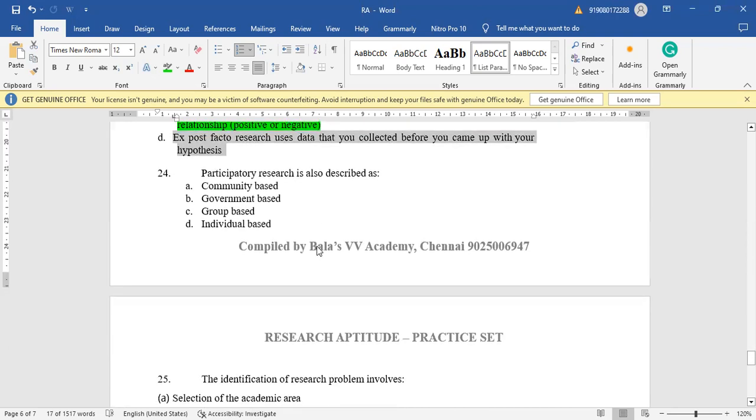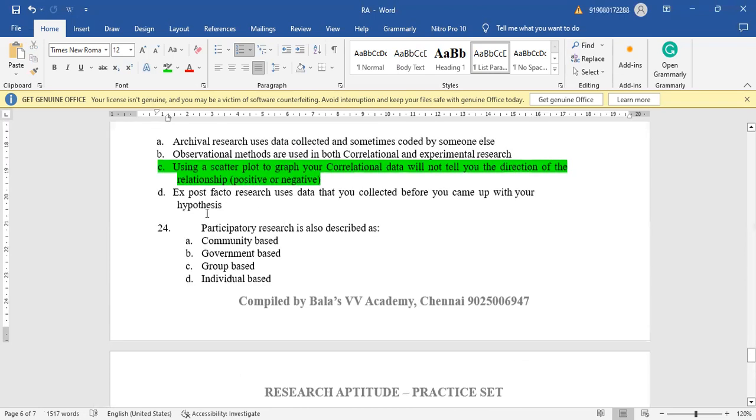Participatory research is also described as dash. And this 23rd question, option D, is quite confusing. Because we all studied, a policeman comes to the spot and he collects data. Because 70-80% he collects once he reaches the spot. Before he reaches the spot, he may collect data. There is a possibility. That is what it comes to say.